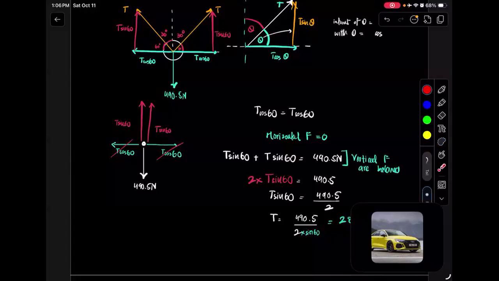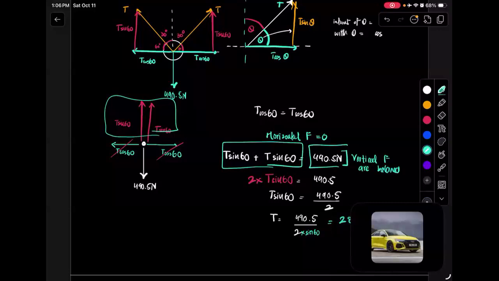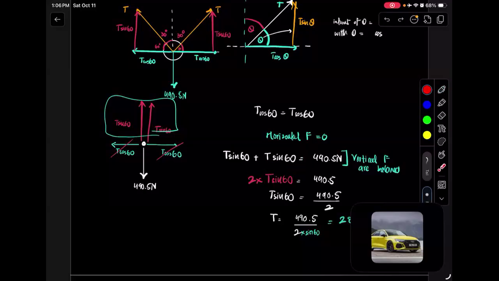So basically, the vertical forces are balanced. That must mean if the vertical forces are balanced, the up forces should equal the down forces. This was my up force and this was my down force. They can only be balanced if the up equals the down. So when you equate them together, you can simply find out T.